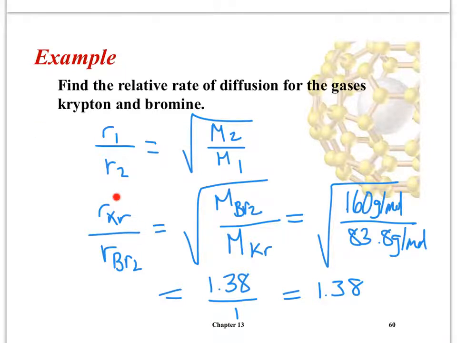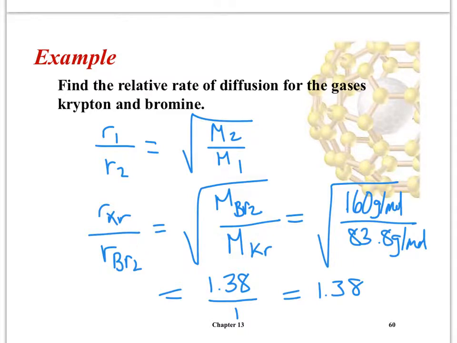We're finding the ratio of the rate of krypton to the rate of bromine. And we found out that it's 1.38, which is the same thing as 1.38 over 1. So this is saying if bromine moves at a speed of 1, krypton moves at a speed of 1.38. Or in other words, krypton is 1.38 times faster than bromine. So if your answer gives you a number higher than 1, that means the gas on top is faster. If it gives you a number lower than 1, then the gas on the bottom is faster.